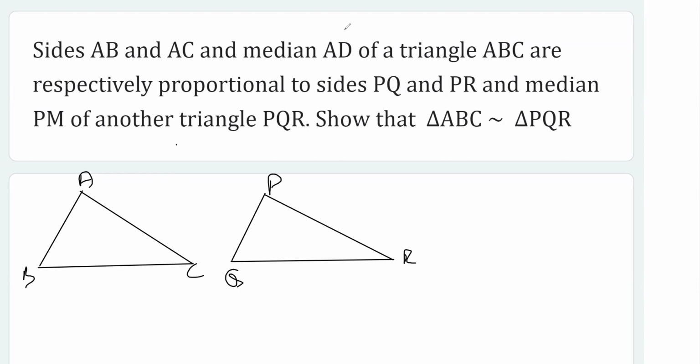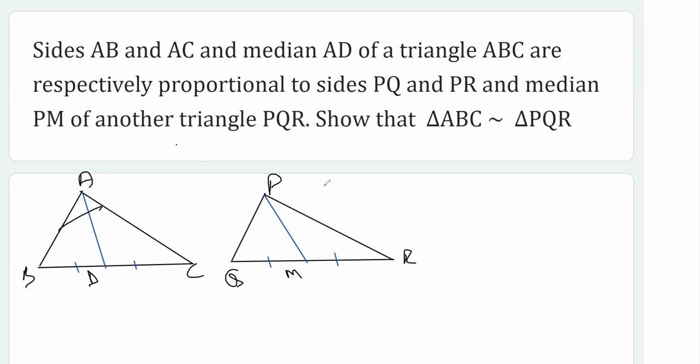Further, we are given medians here. A median is the line joining the midpoint of a side with its opposite vertex, and this is also the same thing. So here, this is equal to this, and this is equal to this. The medians are named as per the question: it is AD, and this is PM. Now, what we have to prove is that this triangle is similar to this triangle.